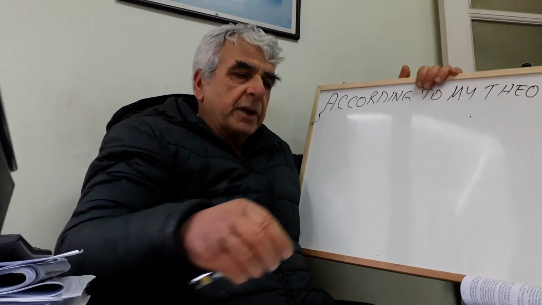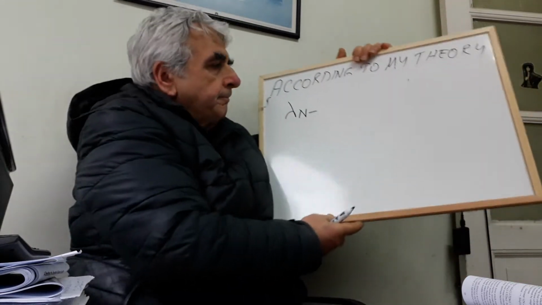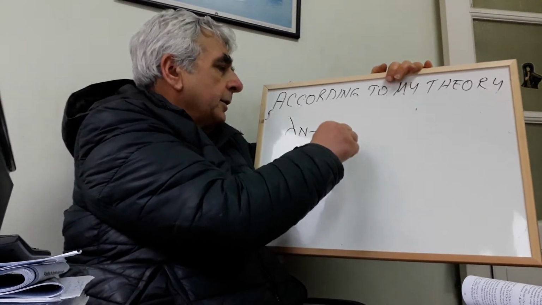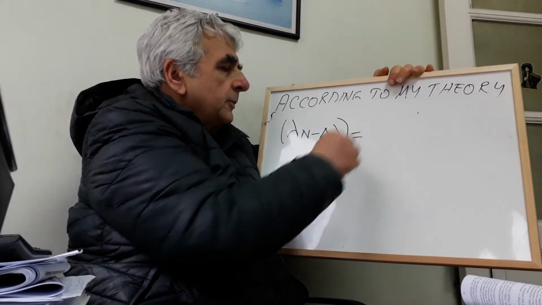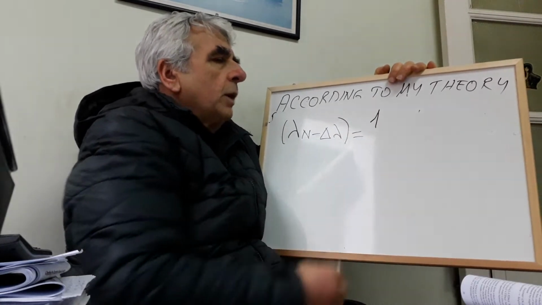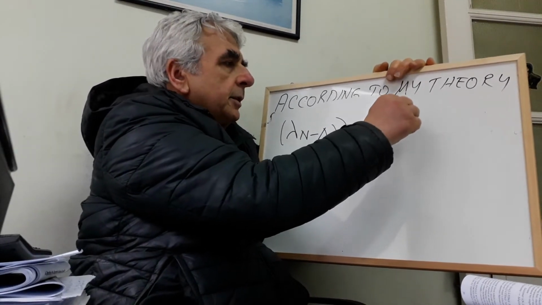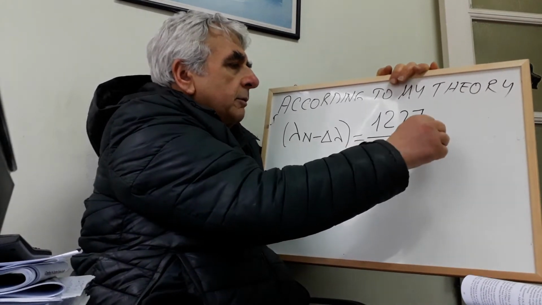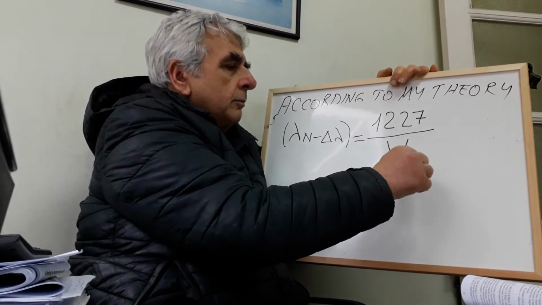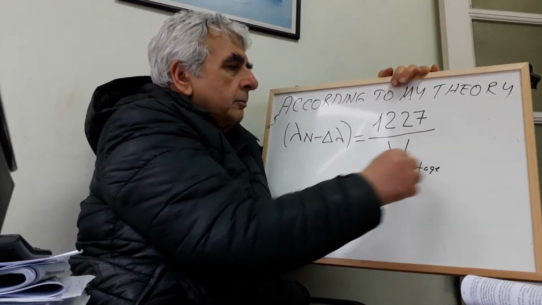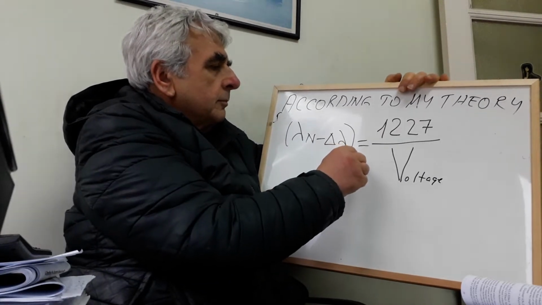And I will mention a formula about this, which I put forth, my formula. Directly, this is my formula. Lambda n minus delta lambda equal to 1.227 divided by voltage. Nanometer.